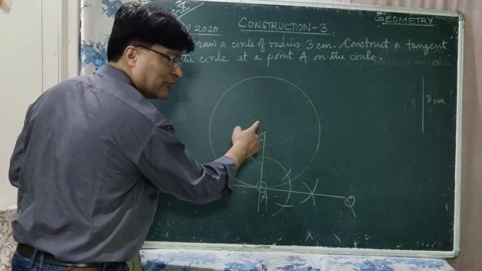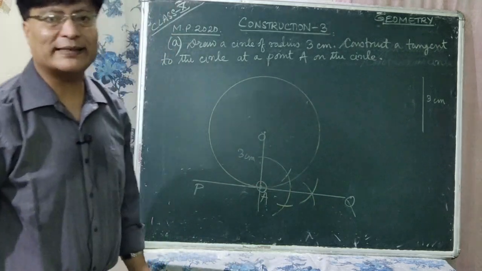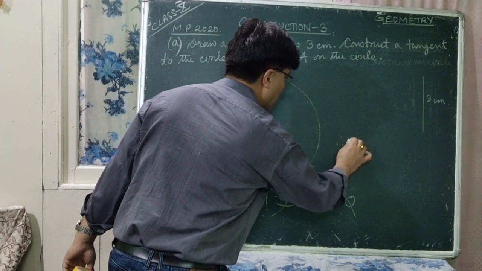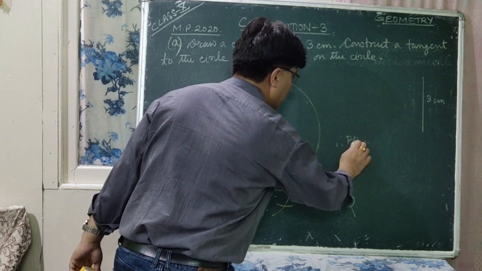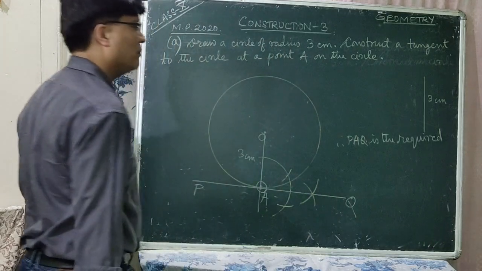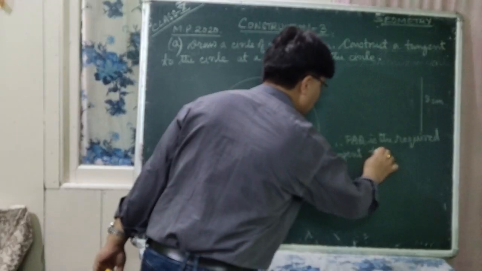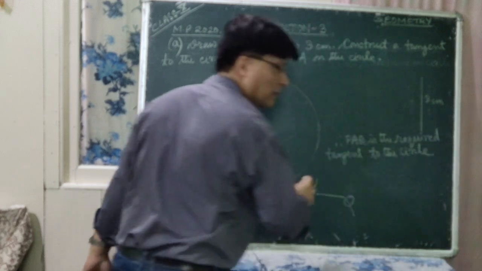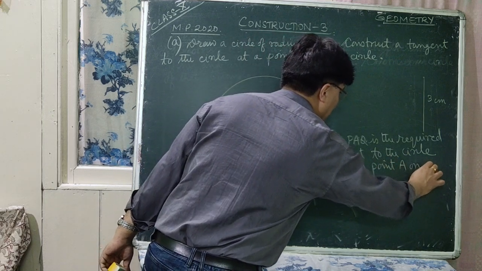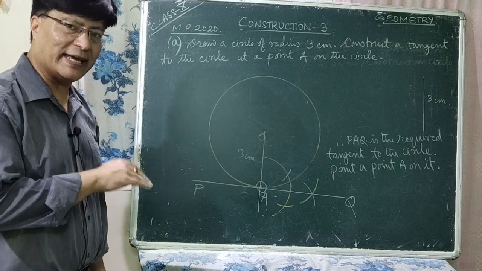PAQ is a tangent to the circle at the point A on it. So which is the required tangent here? PAQ is the required tangent at the point A on the circle. So let us write it here. Therefore, PAQ is the required tangent to the circle at a point capital A on it. So we have drawn a tangent PAQ at the point A on the circle.